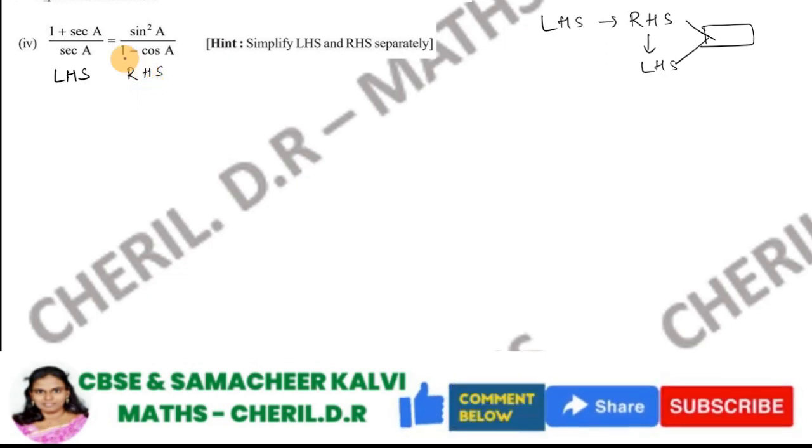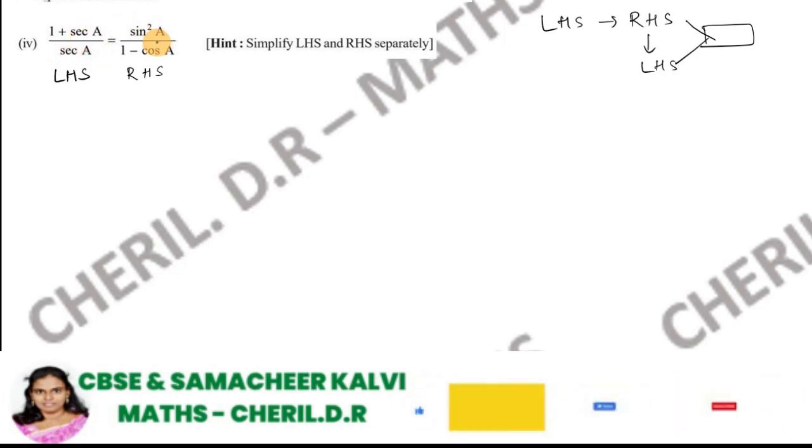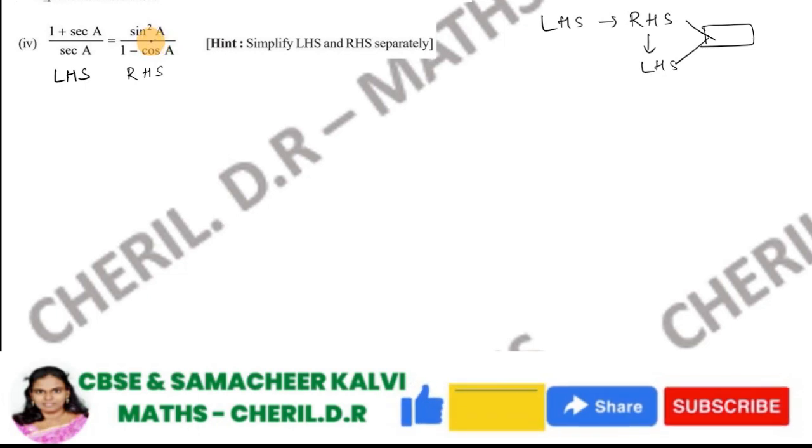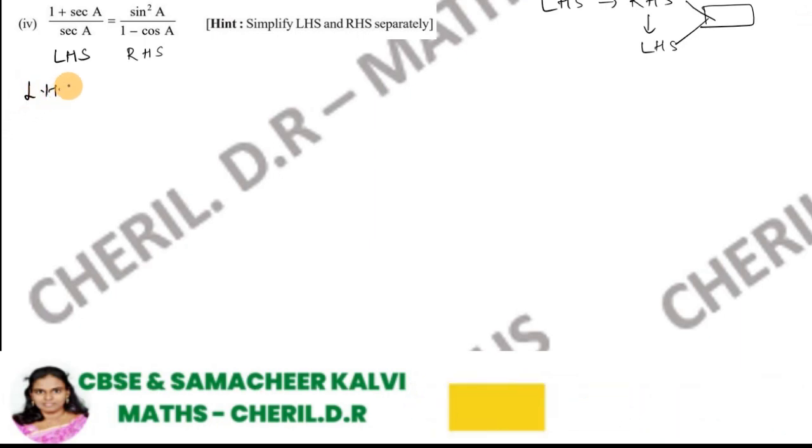By looking at the question, look at the left hand side and the right hand side. You can see that there's nothing so simple in the right hand side. In the previous questions the right hand side had a very simple trigonometric relation. But here the right hand side is also a little complicated, so we will try to solve it separately. So now let us take the left hand side first.